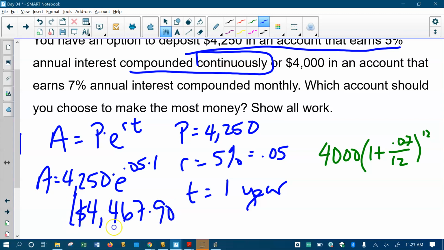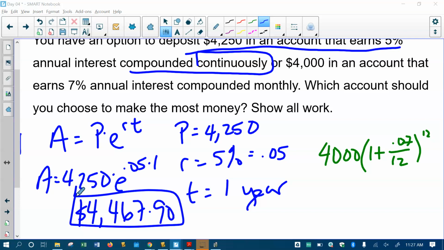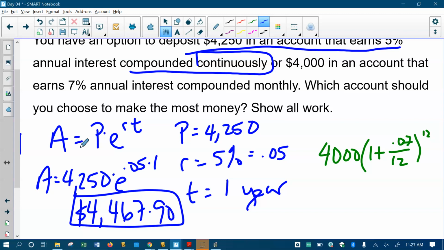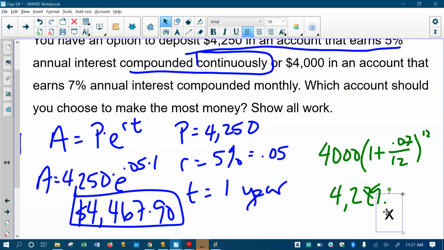Let's see what the other one gets us. We'll put a red box around the answer. So here we're going to get 4,000 times 1 plus 0.07 divided by 12. Raise that to the 12th power. And that's going to be $4,289. So this is $4,289.16. And obviously, account 1 wins. So with more interest, we still win, but we put less money in.